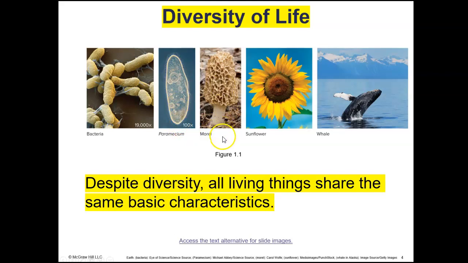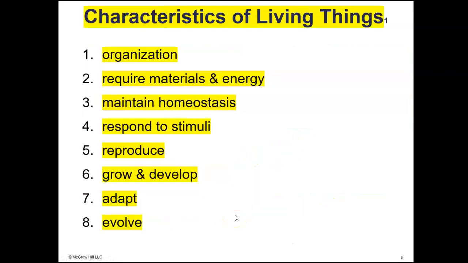And then this is a morel from the domain Eukarya, kingdom Fungi. It's an edible fungus. Then you have a sunflower from the domain Eukarya, kingdom Plantae, and then the whale is from domain Eukarya, kingdom Animalia. So we have a large diversity of living things here. We're representing almost all the major groups of living things. And then it says, despite diversity, all living things share the same basic characteristics.